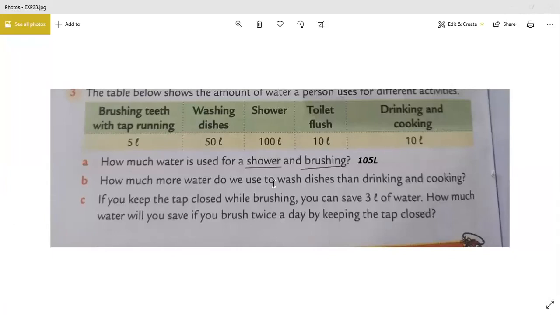How much more water do we use to wash dishes than for drinking and cooking? Tell me. Ma'am, 60 liters.